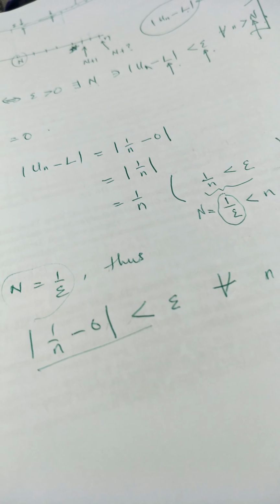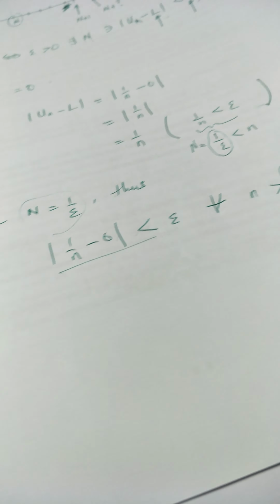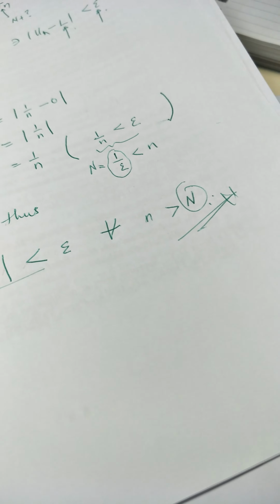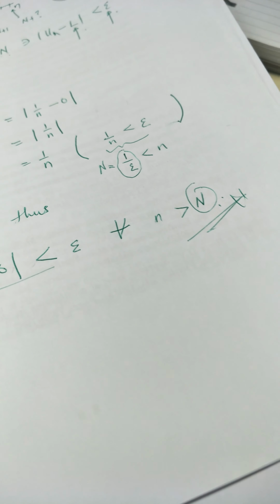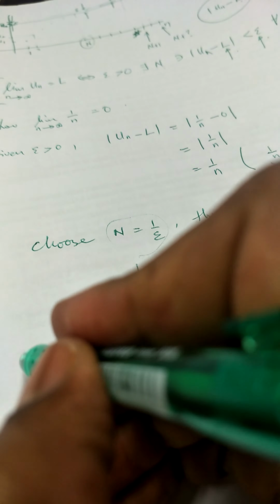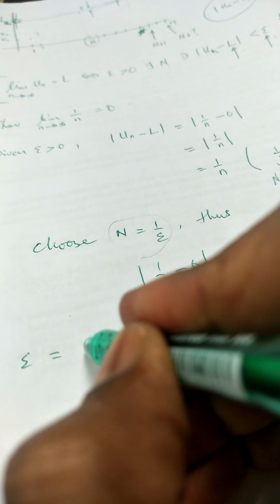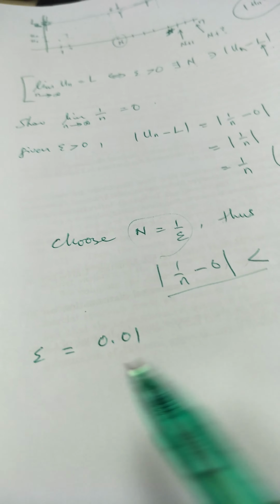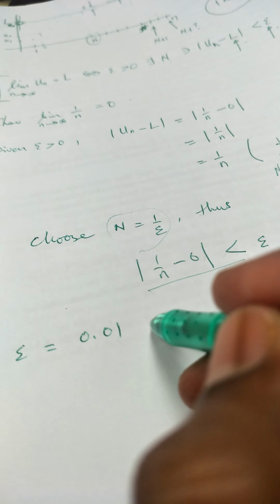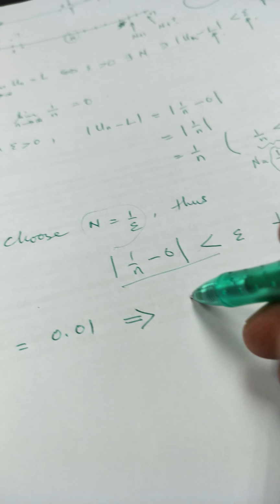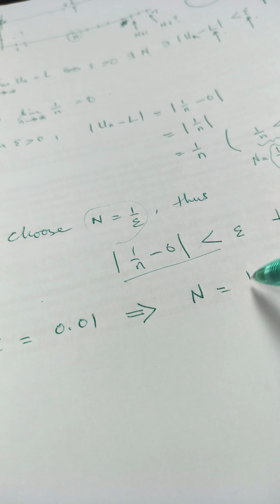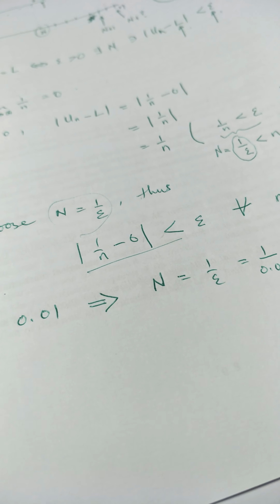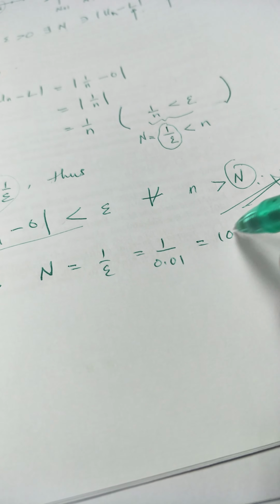Now, I said earlier that we can choose any epsilon. So what does that mean? Let's say I choose epsilon 0.01. So our N is 1 over epsilon, which is 1 over 0.01, which is 100.